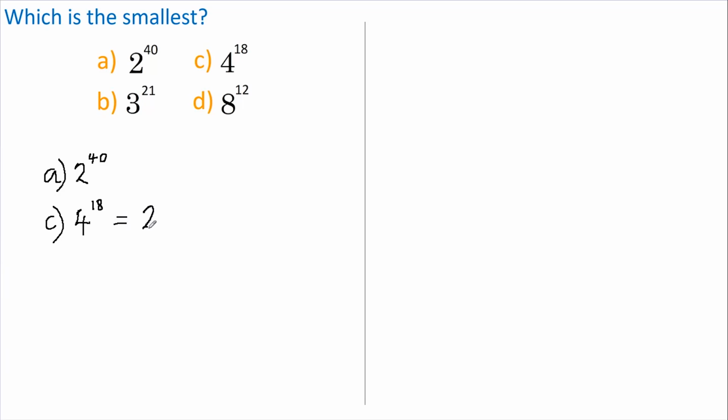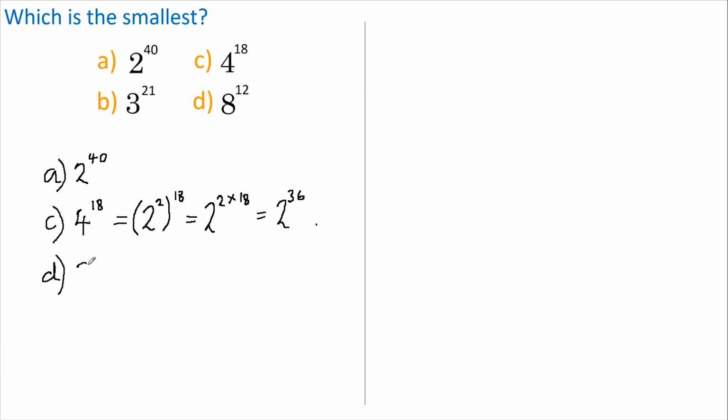4 can be rewritten as 2 to the power of 2. So that's all raised to the power of 18. This can be rewritten as 2 to the power of 2 times 18, which is 2 to the 36. And that is smaller than A. Next, let's do D.